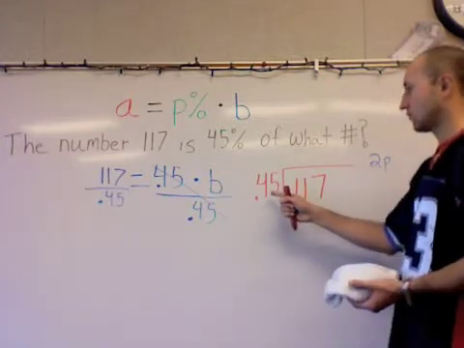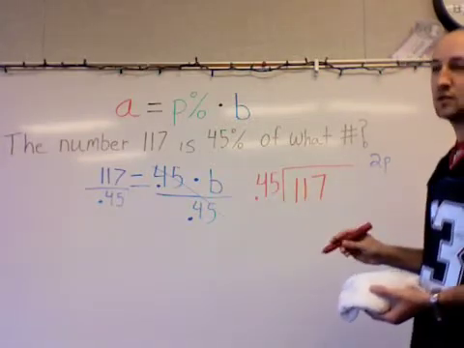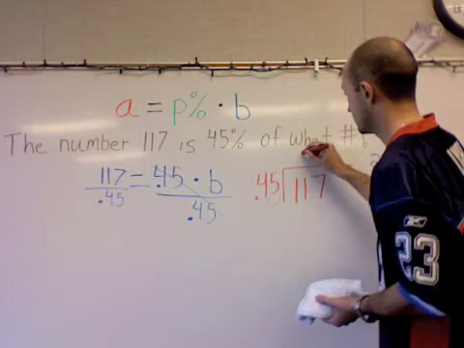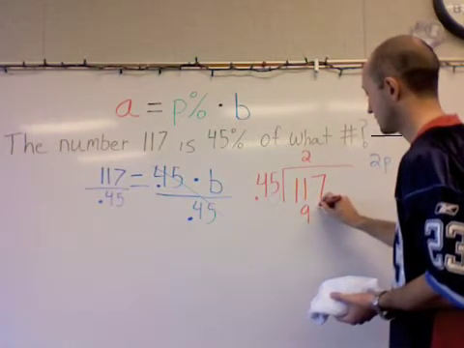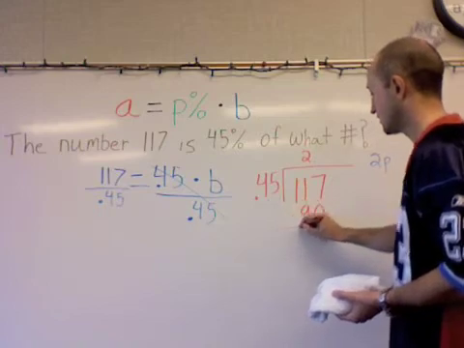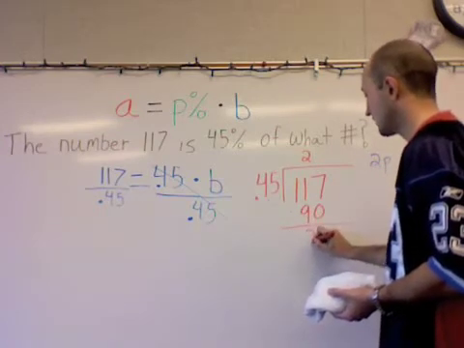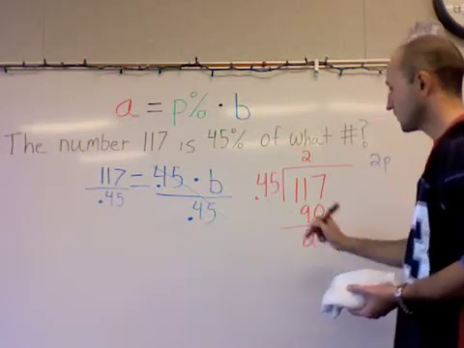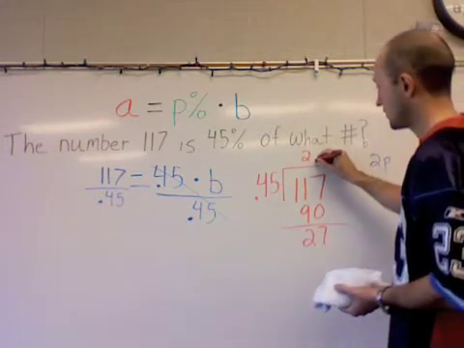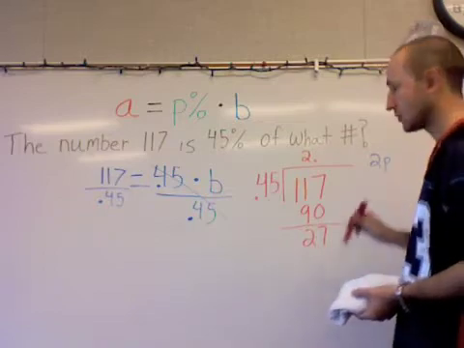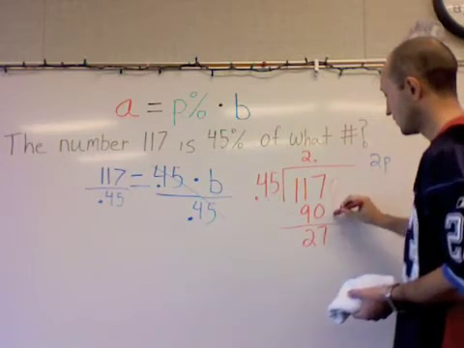So if we look at it this way, 45 will go into 117, I know, 2 times. And that gives us 90. If I subtract from that, I get 27. Now 45 will not go into 27, so we put in a decimal. And now I can add a 0 to this, bring it down.